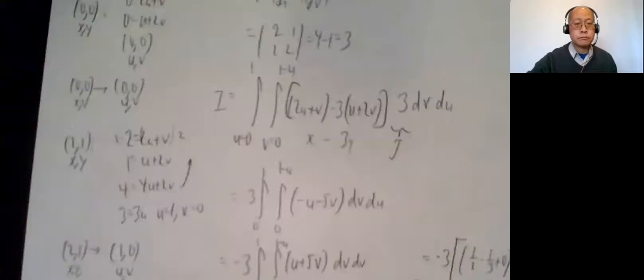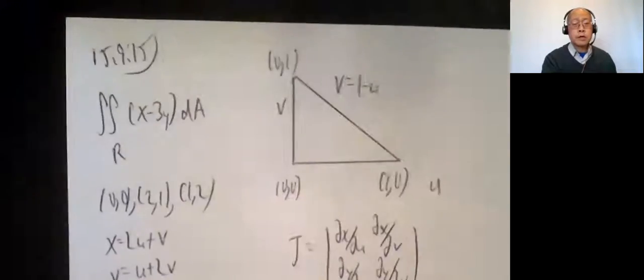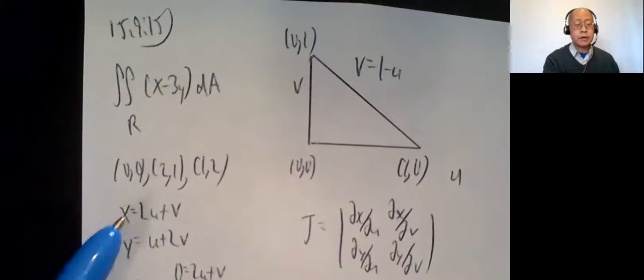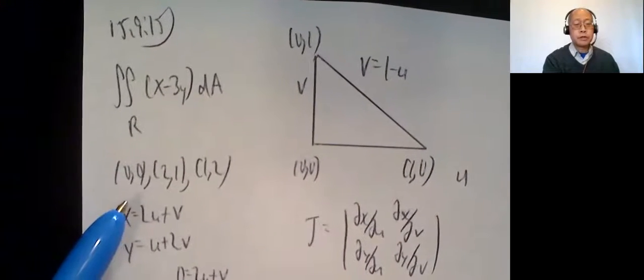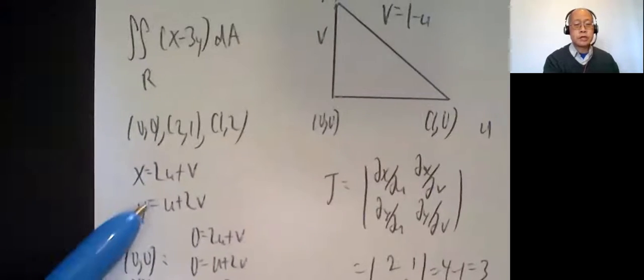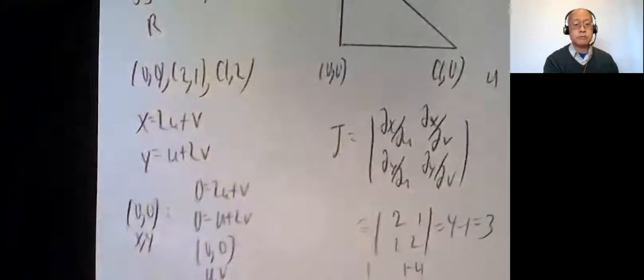This is section 15.9, problem number 15 in Calc 3. All right, so we're doing a double integral over the region of x minus 3y dA. The region in the xy plane is bounded by the points (0, 0), (2, 1), and (1, 2). And the transformation was x equals 2u plus v, y equals u plus 2v. It is a linear transformation.